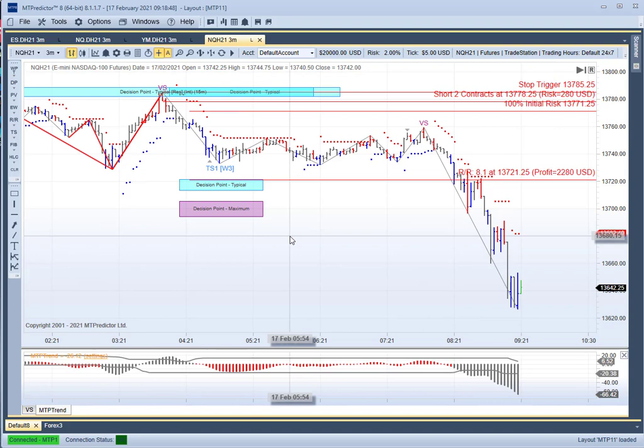So hopefully that's been a good example of our VS or volume spike trade setup as unfolded on a 24-hour chart of the 3 and 15-minute NQ just this morning.